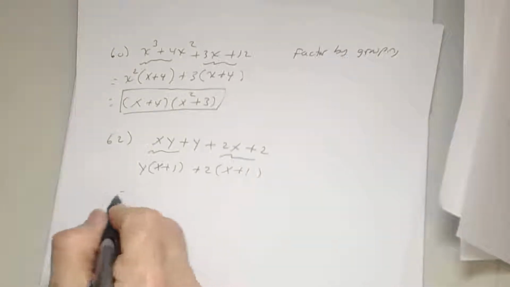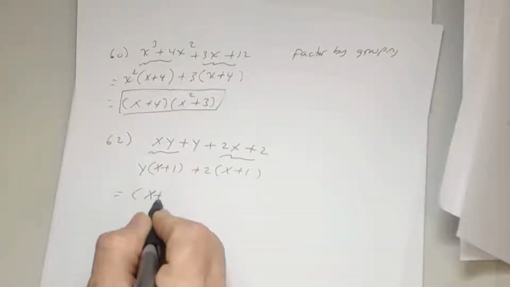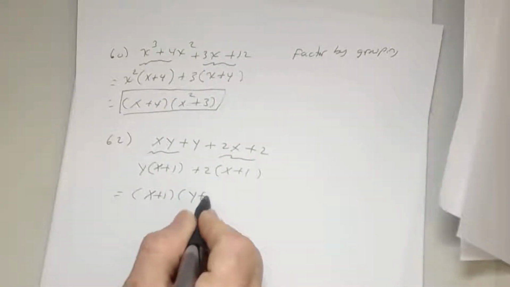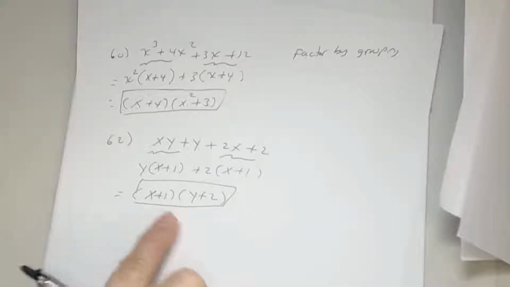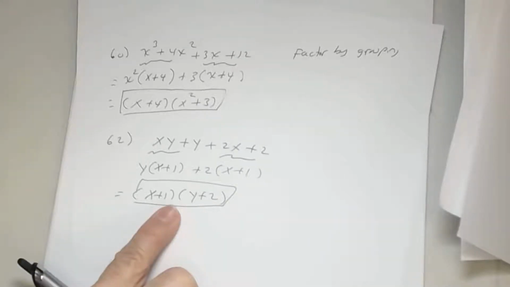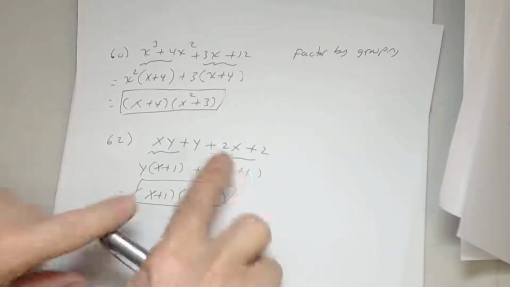So is this polynomial factored by grouping? Yes. What's the answer? Y plus 2. There's your answer. X plus 1 times y plus 2. And remember, one of the things you turned in today, if you FOIL this, remember this right here? You have to turn in that today. If you FOIL it, let's see if we get this thing back.